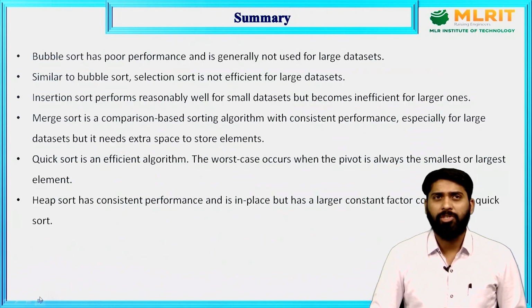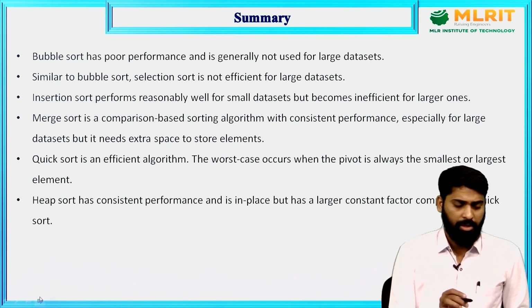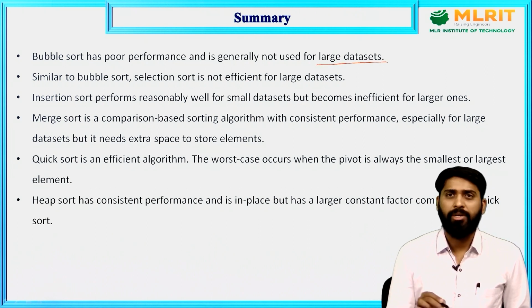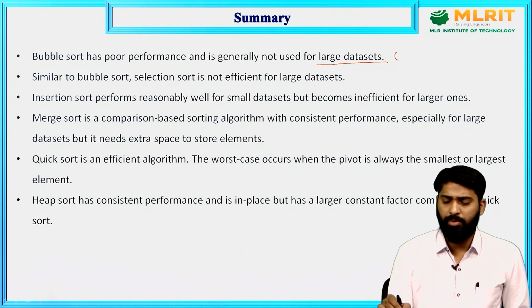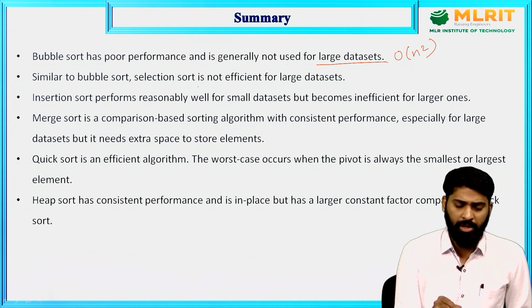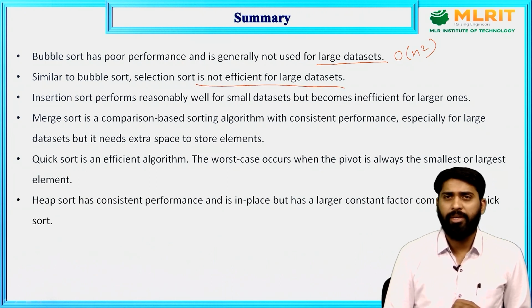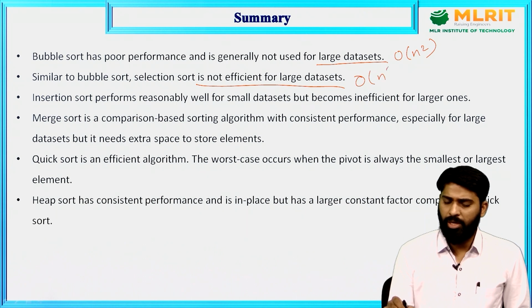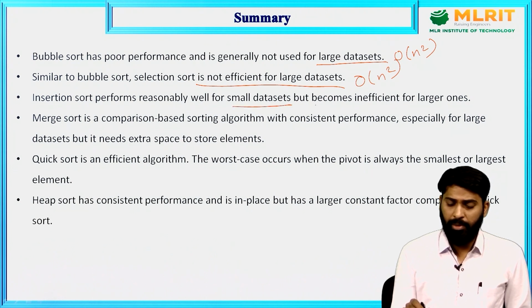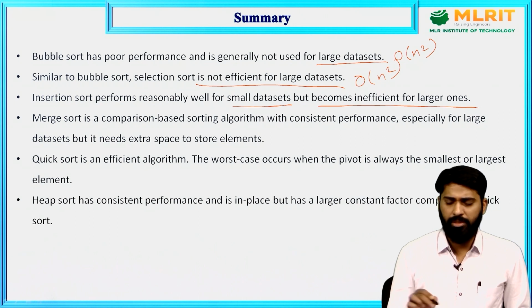Coming to the summary of the lecture, we discussed the comparison of different sorting algorithms. Bubble sort has poor performance and is generally not used for large data sets. Why? The time complexity is big O of n square. Similar to bubble sort, selection sort is not efficient for large data sets. Why? The worst case time complexity is big O of n square. Insertion sort performs reasonably well for small data sets but becomes inefficient for larger ones. Why? It is also worst case big O of n square.